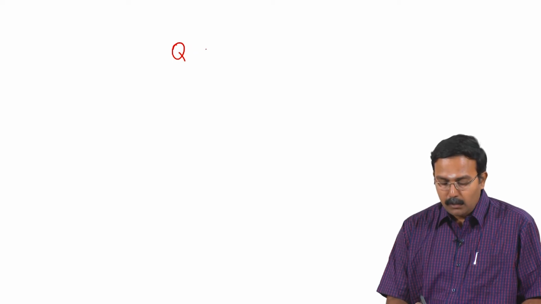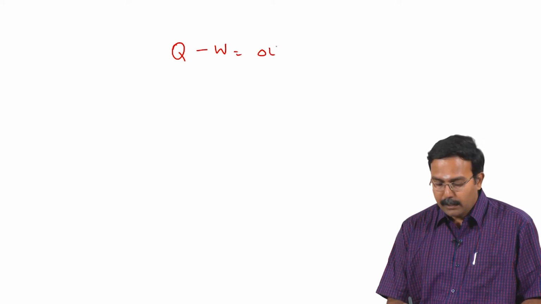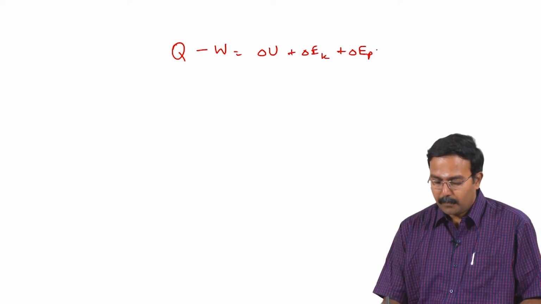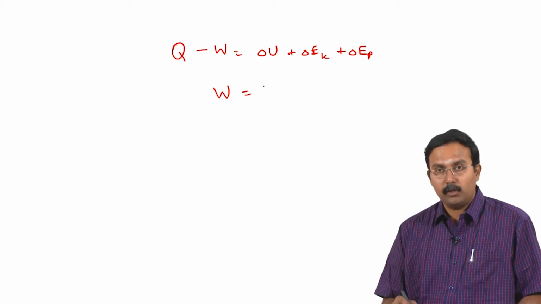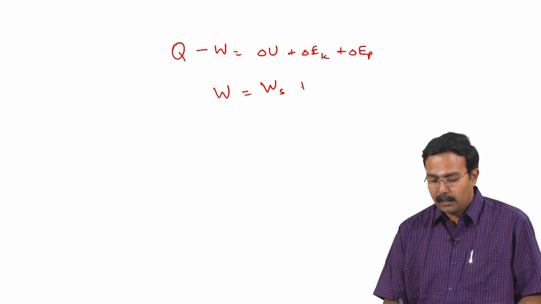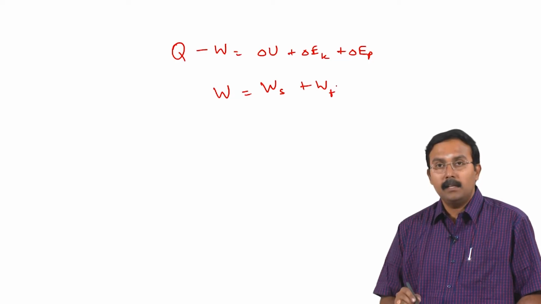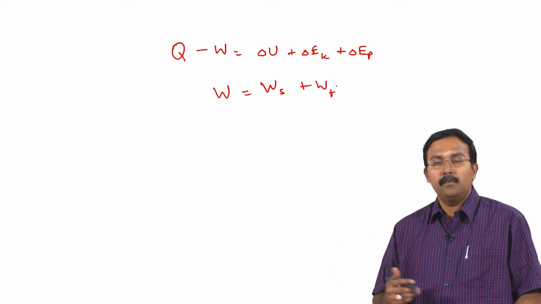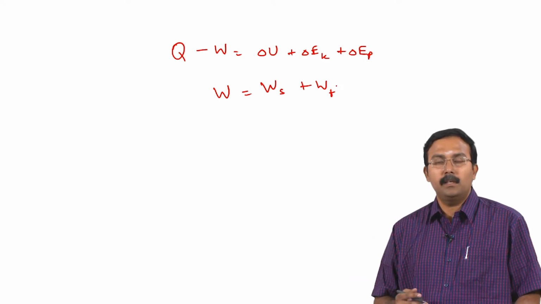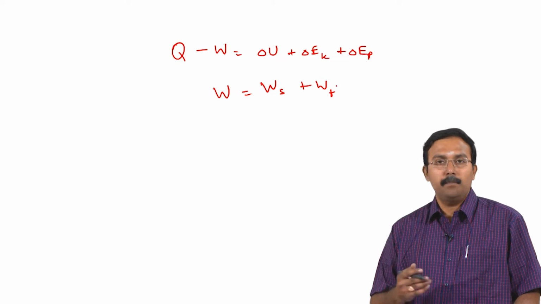If you remember, the general energy balance equation we start off with, based on the first law of thermodynamics for a closed system, is Q minus W equals delta U plus delta EK plus delta EP. This work term W can have two different components: one is the shaft work and the other is the flow work. The shaft work is due to moving of a shaft, which could be rotating something, and flow work is the work associated with moving the system boundary, which is the PdV work.